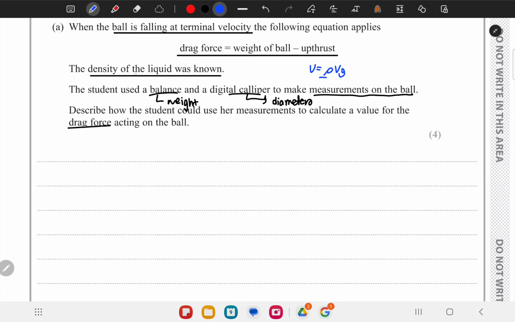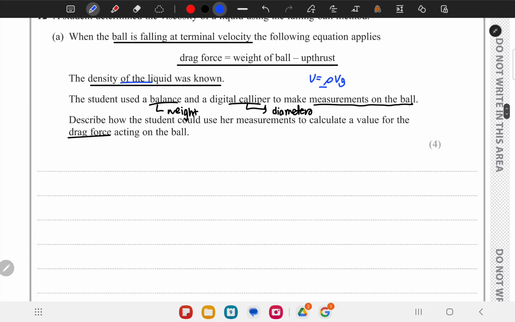Sorry, it was falling in a liquid. The density of the liquid is known. So this density is known. The volume of the ball will be 4 by 3 pi r cube. Instead of r, I can write d by 2 as well. So this is the volume of the sphere or the metal ball, and the value of g is also known. So from that I can find the volume of the ball, and from that I can find the upthrust.